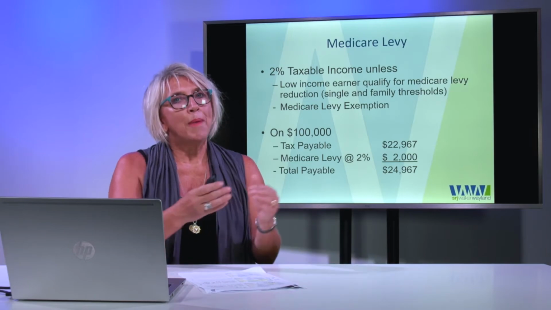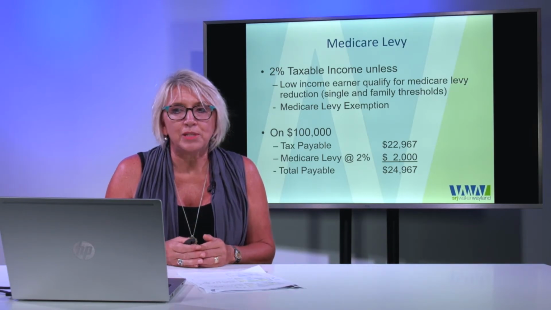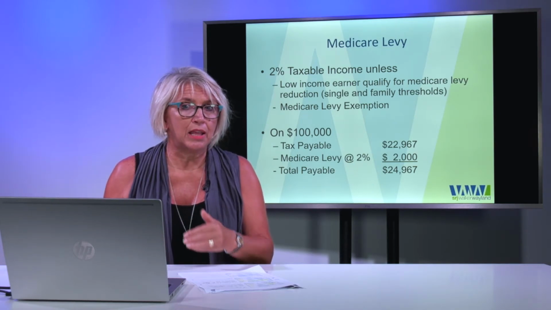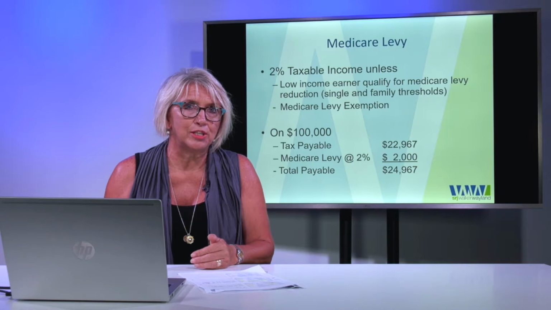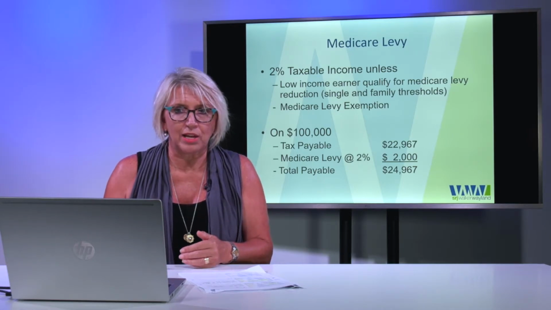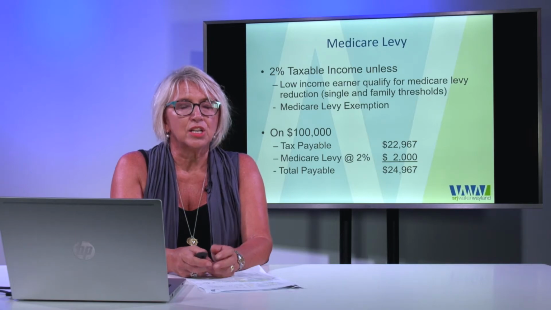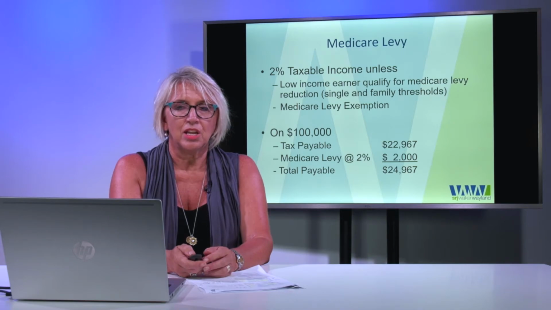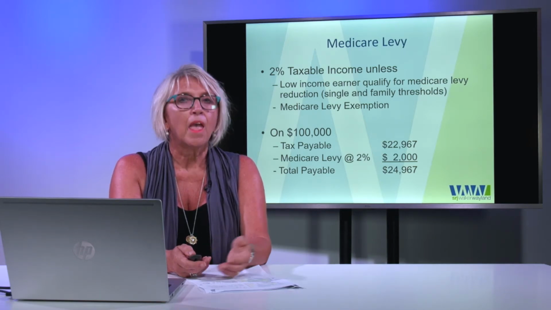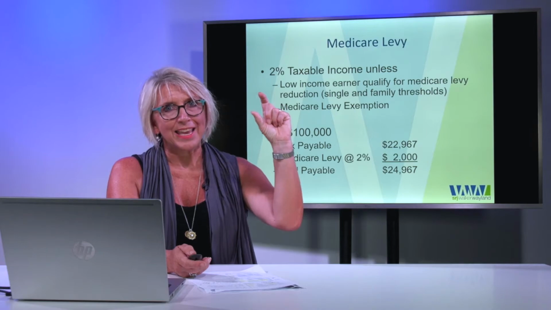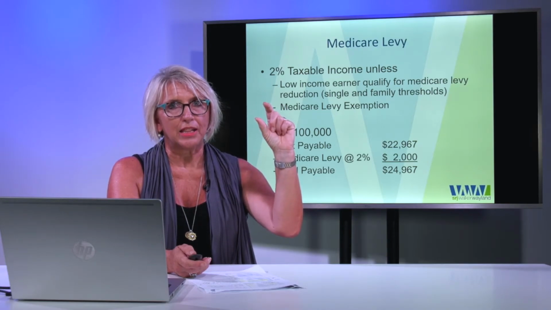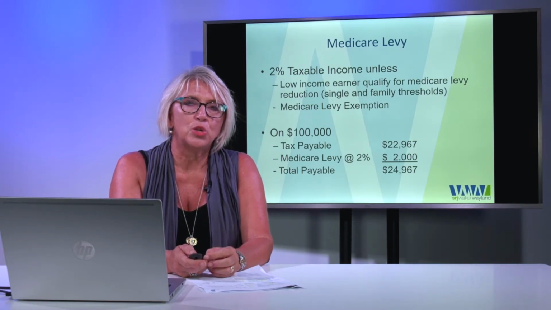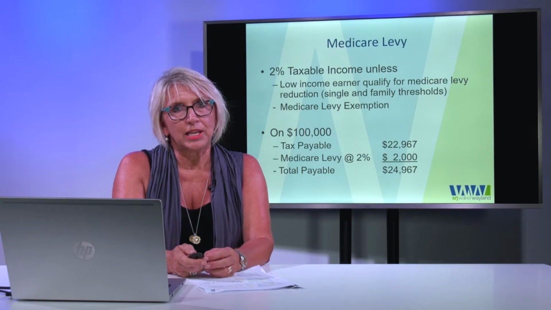So if we go back to our $100,000 example, we've calculated our tax payable is $22,967. Your Medicare levy is payable at 2% on the entire amount you earn. So there's no threshold attached to Medicare levy unless you qualify for one of the exemptions. So you pay 2% on the whole 100,000, which is another $2,000. So you end up paying a total tax and Medicare amount of $24,967. That is your key income tax payable plus Medicare levy. You then take out any tax credits or tax offsets to work out what your final taxable income or tax refundable will be.